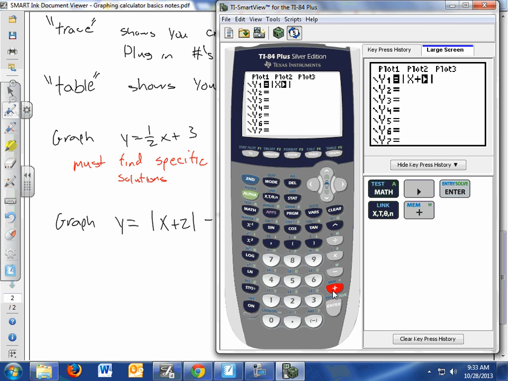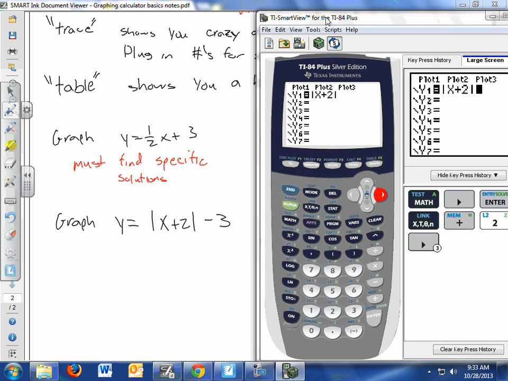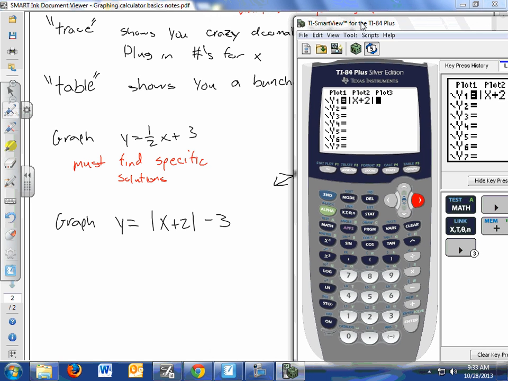Now this is interesting. I'm inside the absolute value symbol. How do I get out? Got to press right to get out of it. Okay, everybody graph it. Go. X plus 2 in the absolute value minus 3.